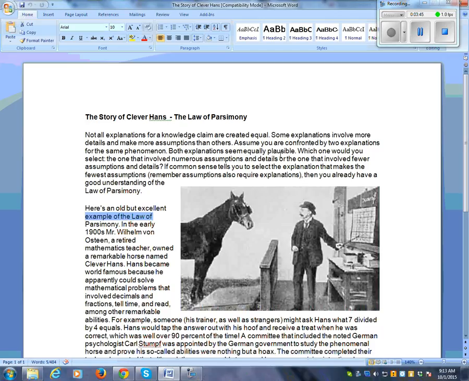But it didn't matter which person was asking the question. So it wasn't like a scam where the trainer was giving him some kind of signal to stop, right? The horse was doing something. It didn't matter who was asking the question.